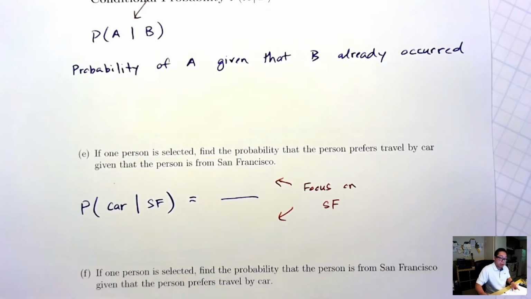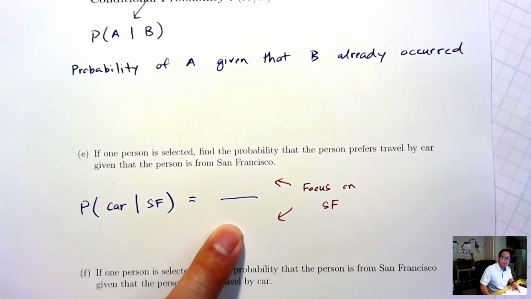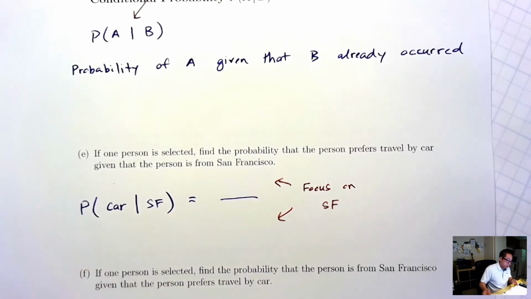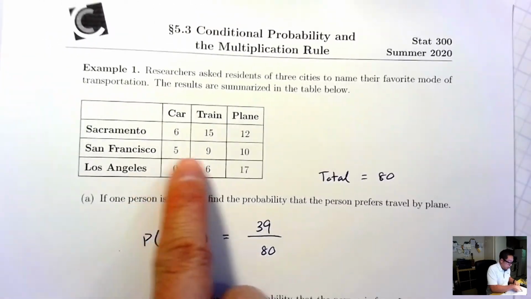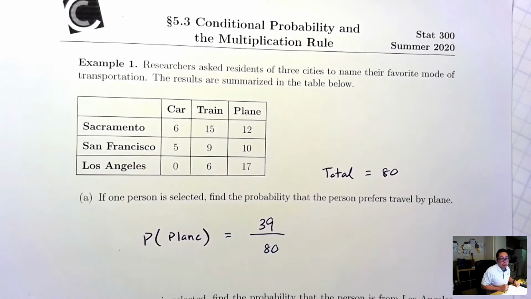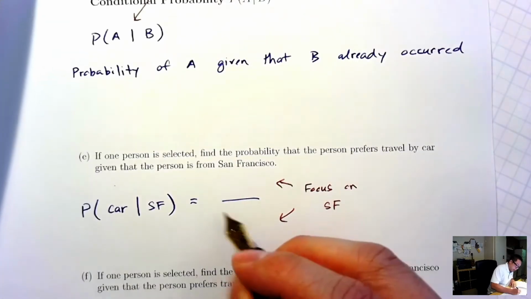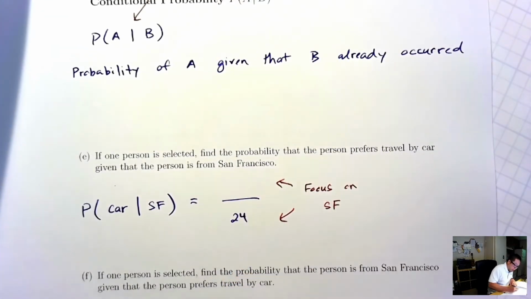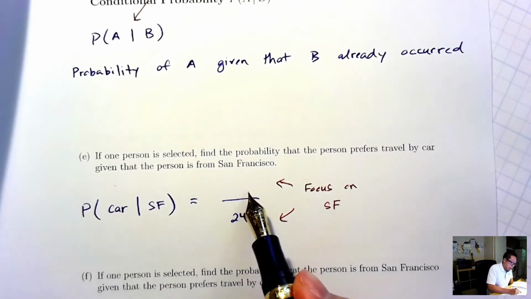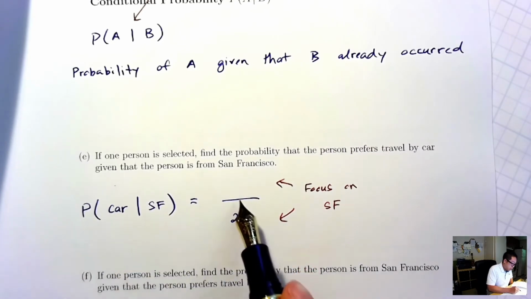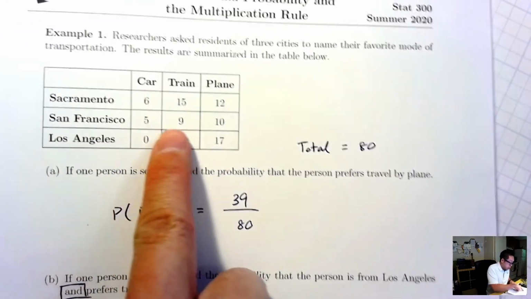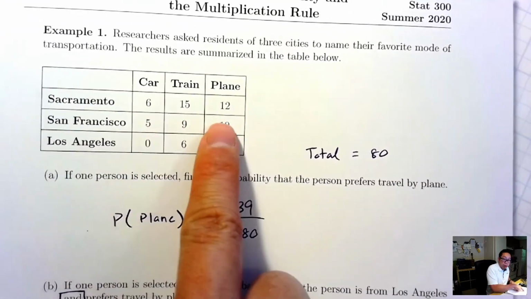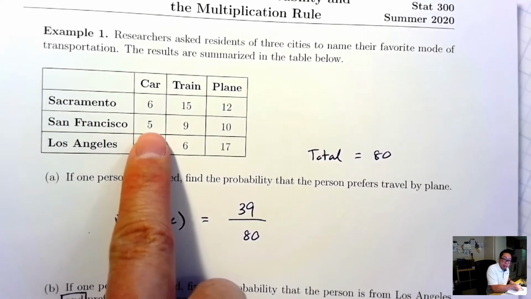Let's start with the bottom. The bottom should be the total of San Francisco numbers. So the total for San Francisco would be 5, 9, and 10, which is 24. And then still focusing on just the San Francisco numbers, how many prefer travel by car? 5.